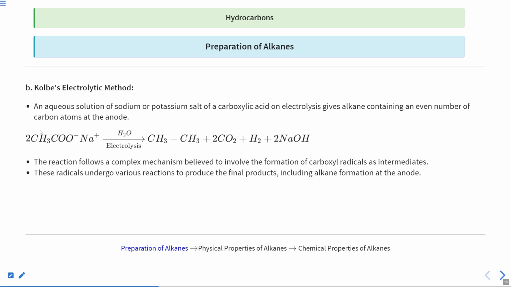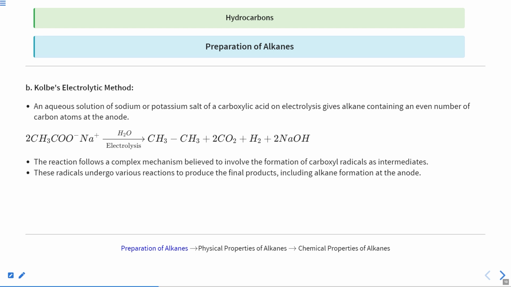If you had taken a longer chain here, there would be more chances of cleavage, and that would result in a number of possible alkanes. This reaction follows a very complex mechanism, and it is believed to involve the formation of carboxyl radicals as intermediates. As I have said, they go through the radical mechanism, and it results in the formation of alkane at the anode.